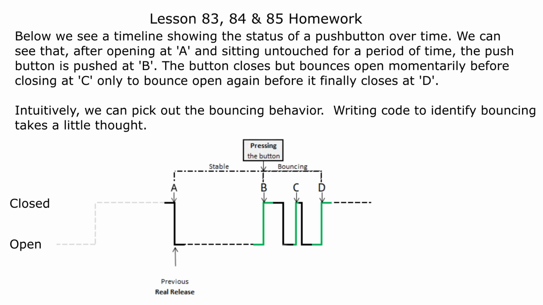Below we see a timeline showing the status of a push button over time. We can see that after opening at A and sitting untouched for a period of time, the push button is pushed at B. The button closes, but bounces open momentarily before closing at C, only to bounce open again before it finally closes at D. Intuitively, we can pick out the bouncing behavior. Writing code to identify bouncing takes a little thought.